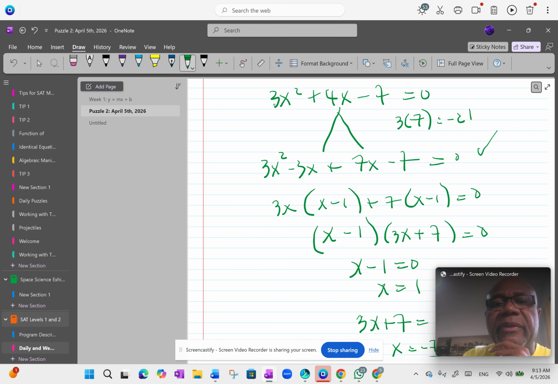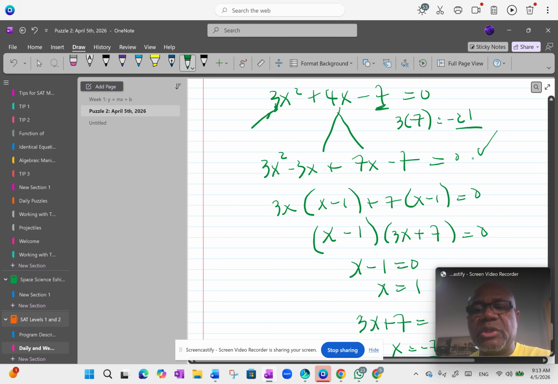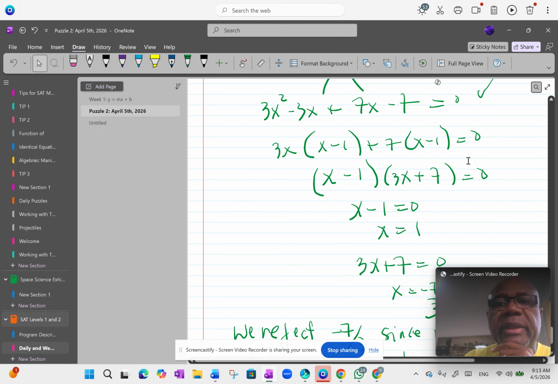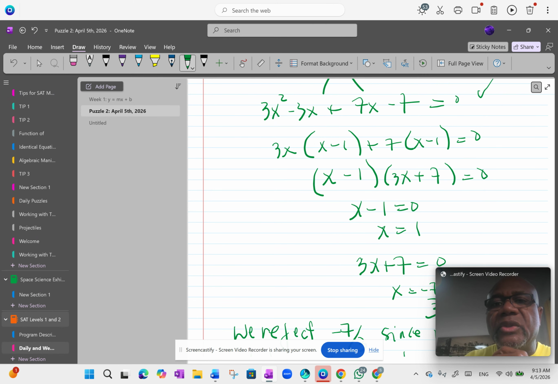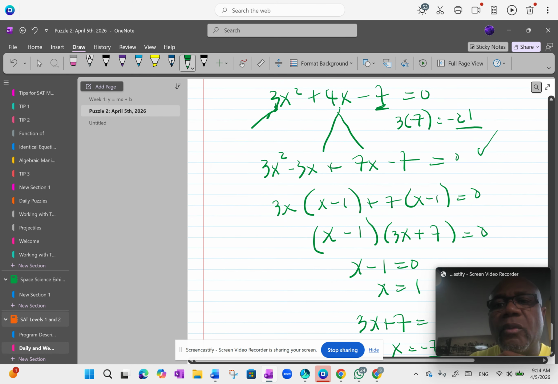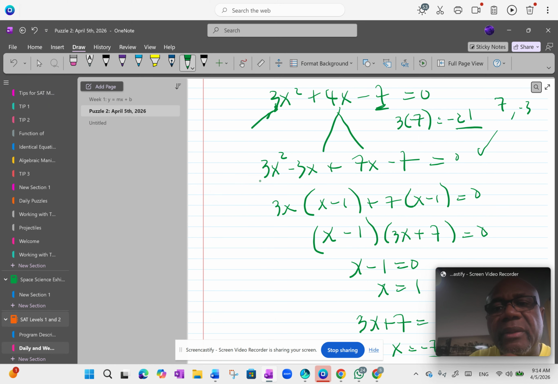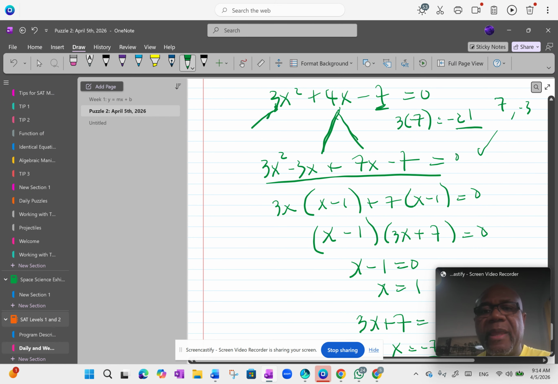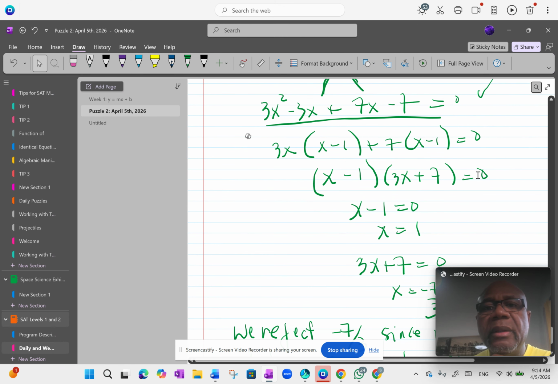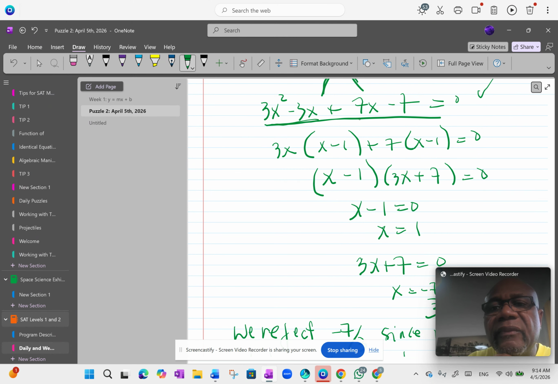So, AC method: A is 3 times C is negative 7, which is negative 21. We split the negative 21 into factors that add up to positive 4. So that will be 7 and negative 3. And then we split this, so now we have 4 terms. And then we factor by grouping. We factor this side, we factor that side. This is what we end up with, and the common factor is x minus 1. This is all equal to 0.